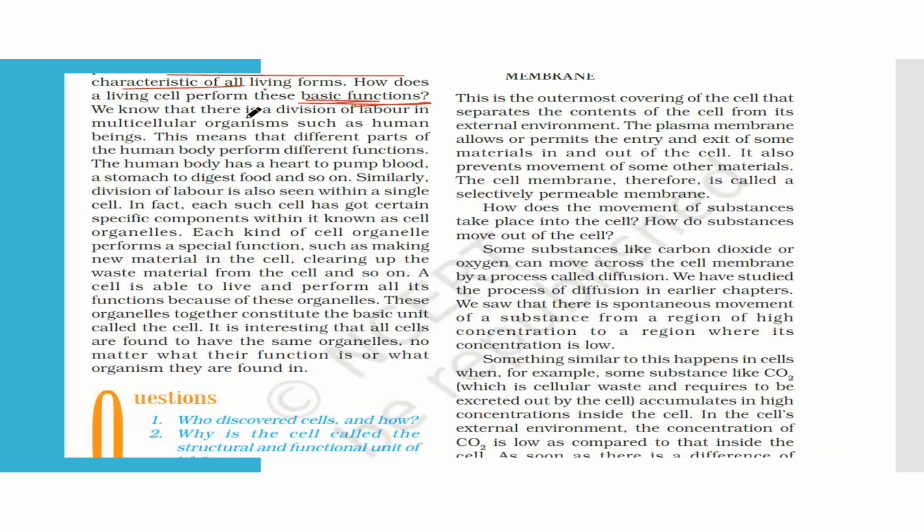Now, we know that there is a division of labor in multicellular organisms, so each part is meant to perform different body functions. The human body has a heart to pump blood, a stomach to digest food, and so on. All the organs have specific functions. There is a division of labor for each and every part, so all work is not done by the same part. Your liver or your stomach is not doing the function of a brain or a nervous system.